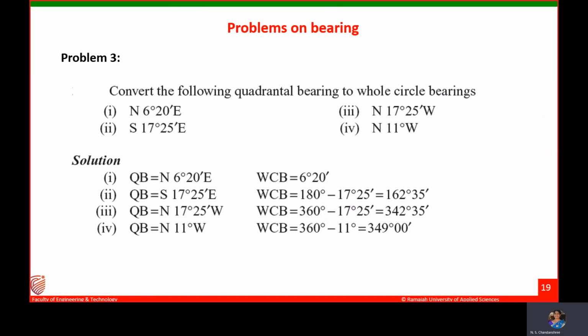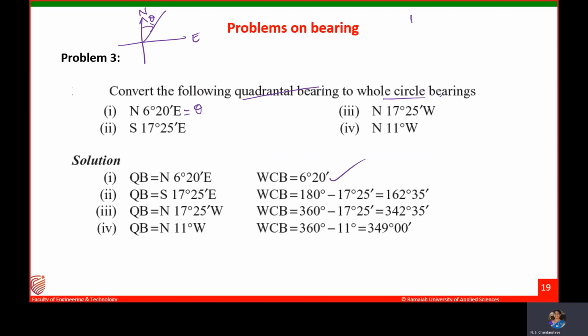In the previous slide, we learned how to convert whole circle bearing to quadrantal bearing. In this particular slide, we will learn how to convert from quadrantal bearings to whole circle bearings. First example is north 6 degrees east. That means it is in this quadrant, north 6 degrees east. That means the theta is north 6 degrees east. So this can be directly written as 6 degrees 20 minutes.